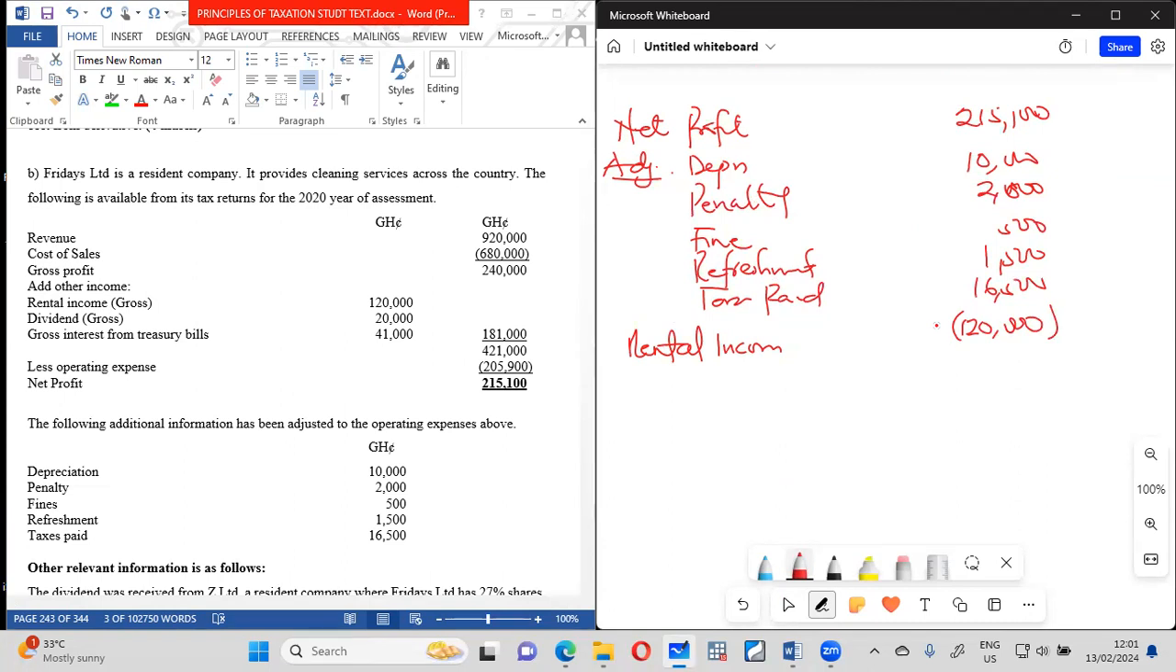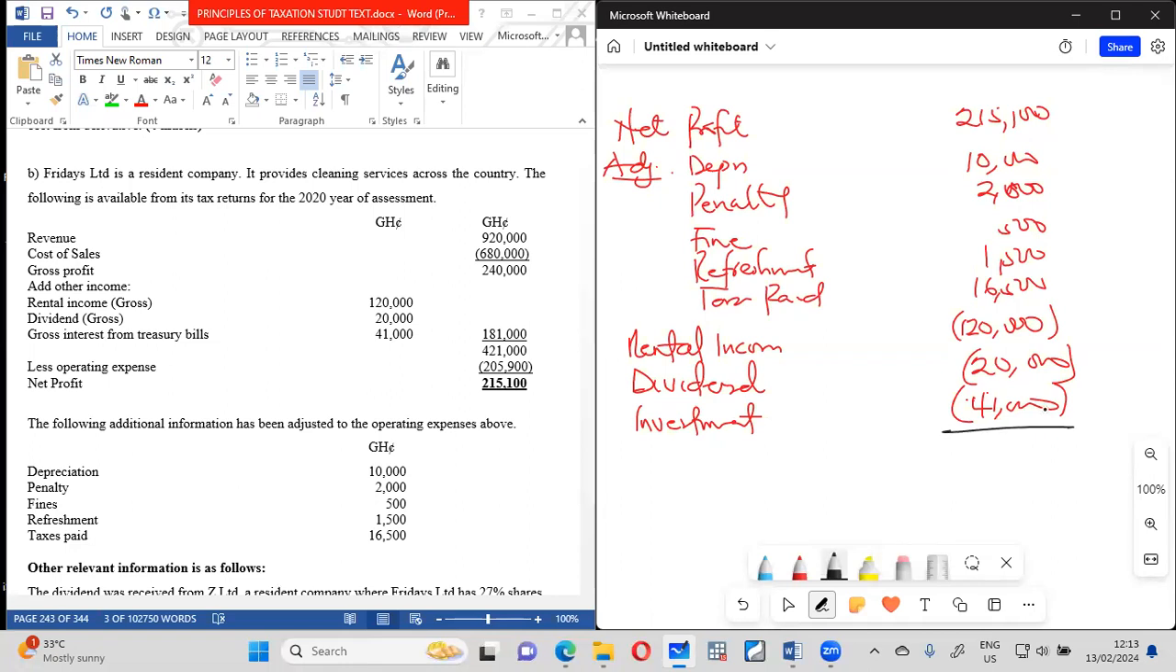Then dividend is another thing. Dividend is from investment. It's an investment income. You don't get dividend from business. We get dividend from investment. So that one too is not a business income, so it has to be out. That one is 20,000. Gross income from treasury bill is also an investment income, so that one too has to be out. So how much is that? 41,000. Those things are taxed separately. For example, rental income is taxed 8% withholding separately. So be careful.